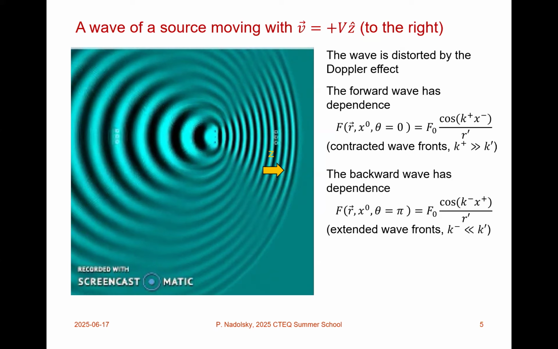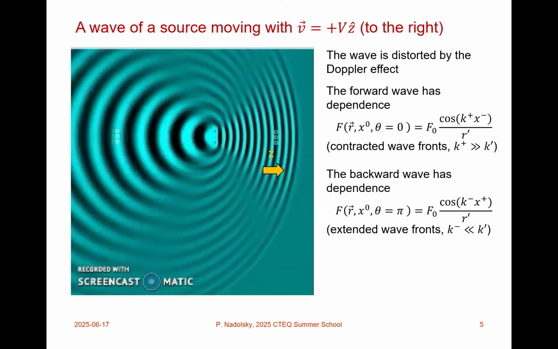What happens is what is called the Doppler effect. Whatever radiation goes to the right cannot go faster than the speed of light, so whatever radiation goes to the front is compressed. The wavelength is shorter in the right direction. The radiation that goes backward is extended. So you have this shape where whatever was radiated to the right in the past is all squeezed in this region here.